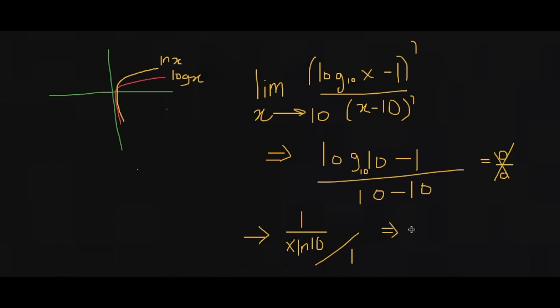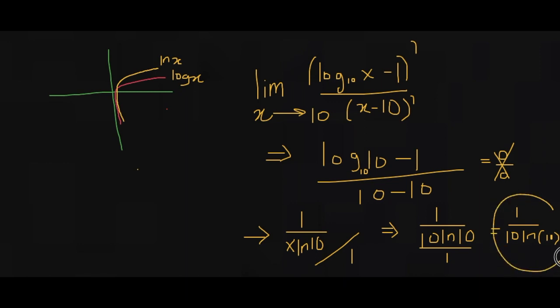Now we will try plugging in 10 one more time. 1 over 10 ln of 10 divided by 1, which is just 1 over 10 ln of 10. And that is our answer to the limit as x approaches 10 for this function. Next, let's continue on to finding limits for our last function, trig.